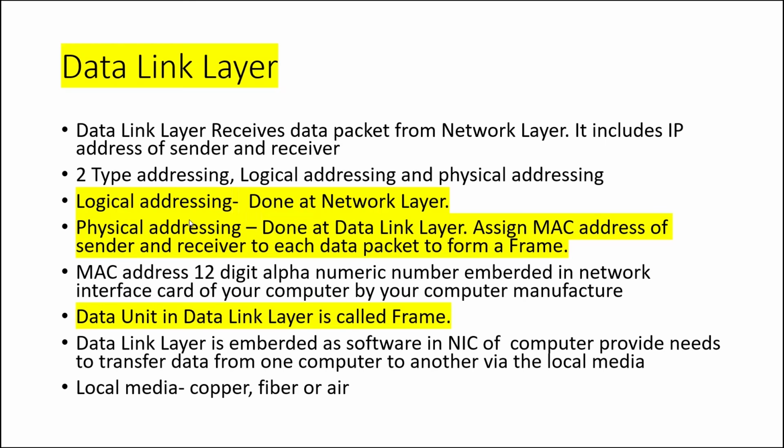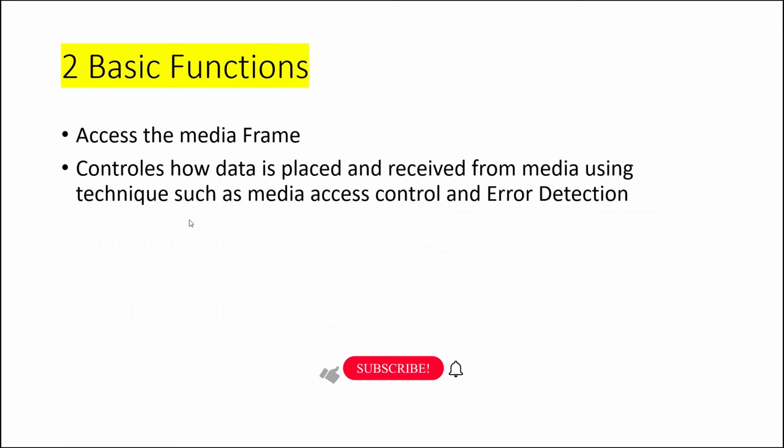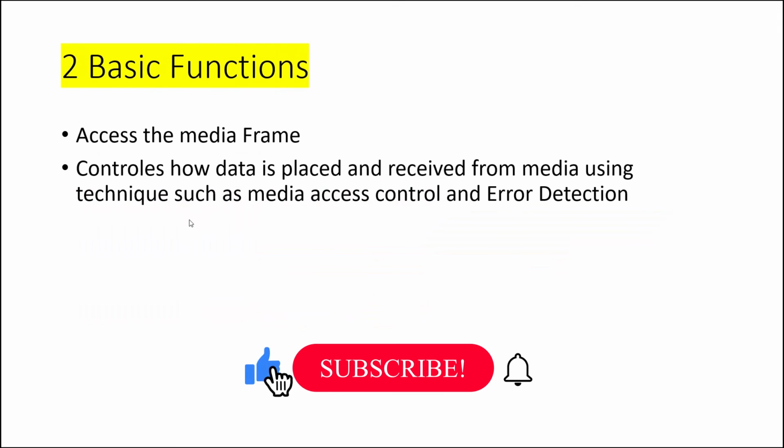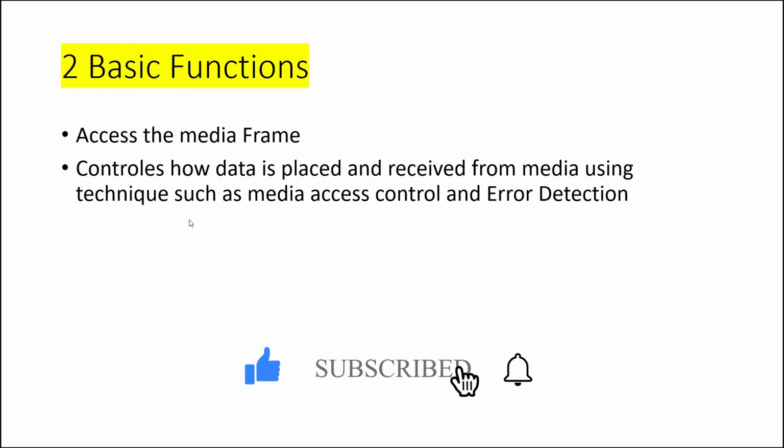Guys, what are the local media we use in the data link layer? We can say copper, fiber. So let's go to the next slide. Two basic functions: access the media, and frame control how data is placed on and received from the media using techniques such as media access control and error detection.